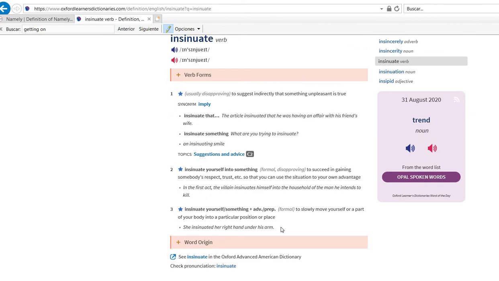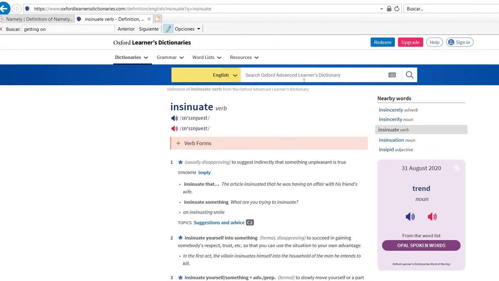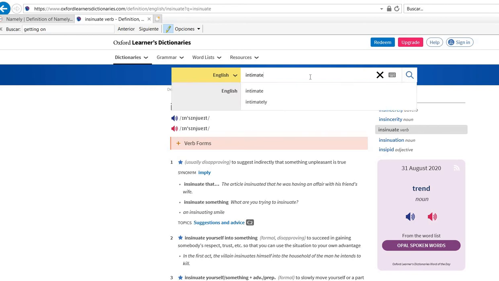Because maybe we use it with a very restricted sense that does not appear here, right? Which is related to sex, right? Nothing to do in English. Maybe in this one, right? Insinuated her right hand under his arm, right? But it's not the exact same use that we have in Spanish. Now, the other word I wanted to see was so insinuate, and now I want to see intimate. Insinuate and intimate.